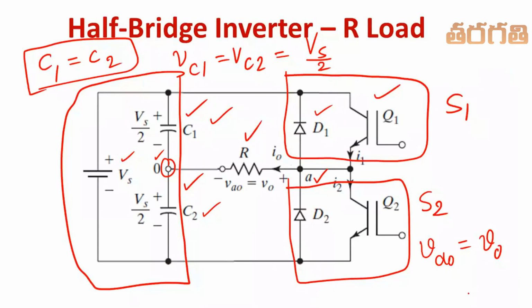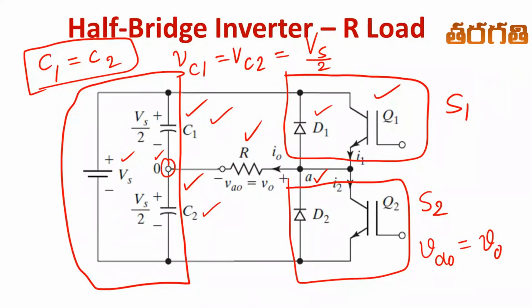So V0 is positive only if A is at higher potential in comparison with 0. If the potential of point A is lesser with respect to 0, then in such cases the load voltage is considered to be negative.